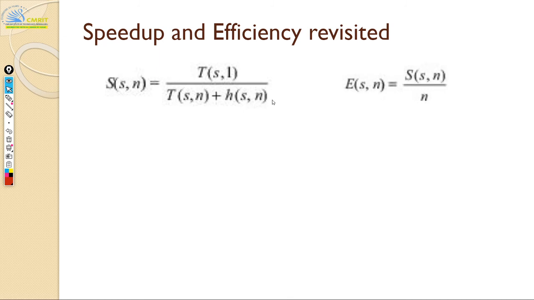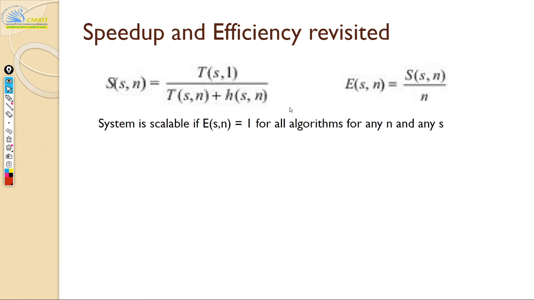And then you have efficiency. Efficiency is nothing but the speed up divided by the theoretical maximum speed up. Theoretical maximum speed up is of course n. So this is what your efficiency is. The system is scalable if efficiency equals 1 for all algorithms for any n and any s. So a system is scalable when you have efficiency as 1.